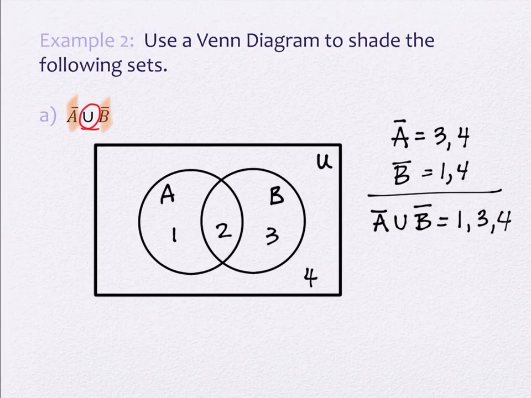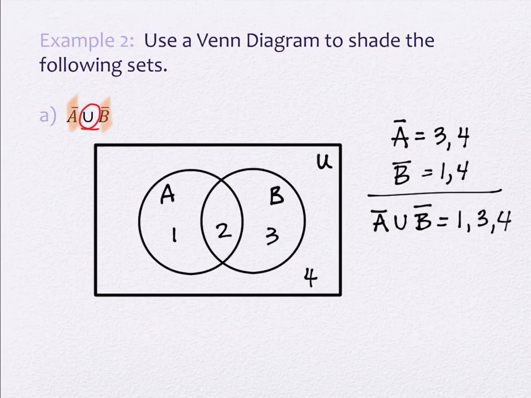What would it be if it said A complement intersect B complement? It would just say 4. Yeah, I don't know why I said 1 twice. 4 twice is what I meant. It would just say 4, because 4 is the only thing they have in common, and that's what intersection means, is in common. But this one is union, so we get 1, 3, and 4.